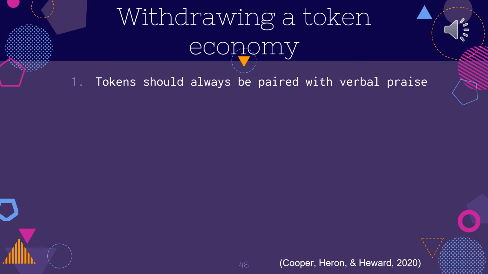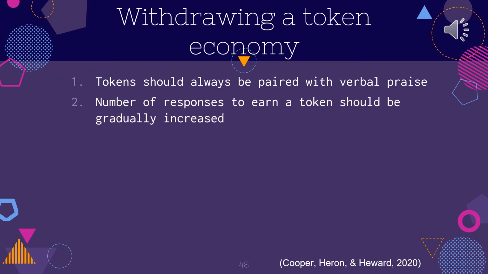Second, the number of responses to earn a token should be gradually increased. At first, for example, a client may be only required to read 1 page to earn a token. But as time goes on, this requirement should be increased, and eventually he should be required to read several pages to earn that 1 token.